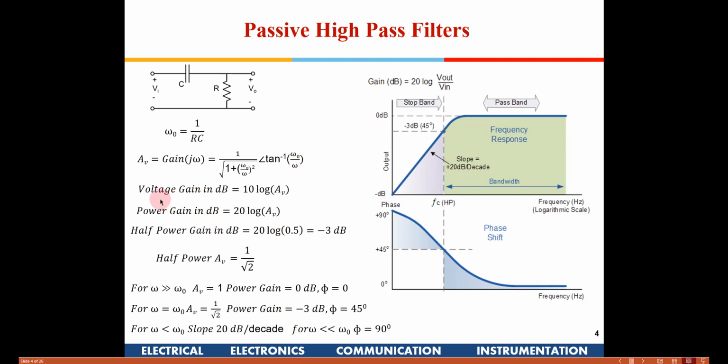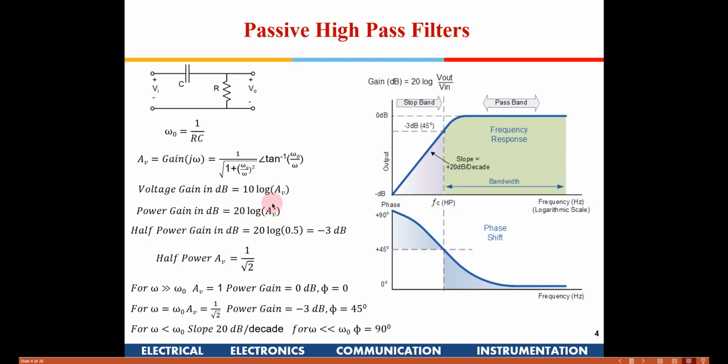Before seeing this plot, in most electronic and electrical circuits, we define the gain in terms of dB. What is dB? It is 10 log the gain. Whatever we get by putting the gain here, that will be called that much dB of gain. And the power gain will be defined as 20 log the gain. Why 20? Because it is V square.